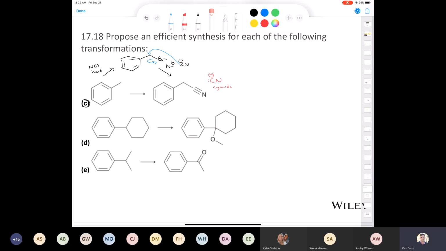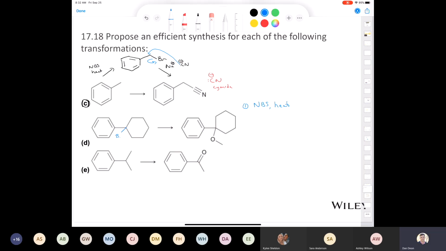Okay, let's try another one here. The next one. Do we have a benzylic hydrogen in this next compound? So this would be cyclohexylbenzene. Yes, we do have a benzylic hydrogen right here. So we can take the same kind of approach. We can treat this molecule in the first step with NBS and heat, right? And then we would end up with a bromine at this position.